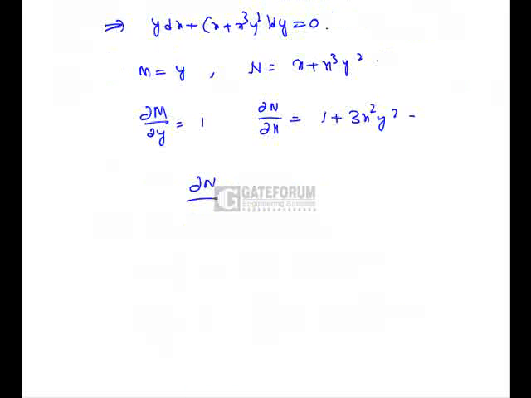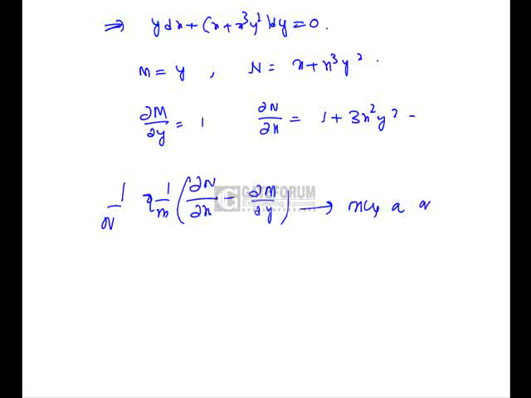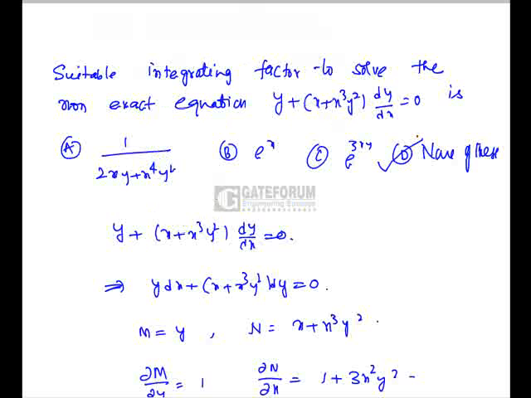Now dou N by dou x minus dou M by dou y, times 1 by M, or if you take 1 by N, the value is not in terms of only x or only y. So it is not in any standard form. So the answer is none of these because we cannot find any integrating factor here.